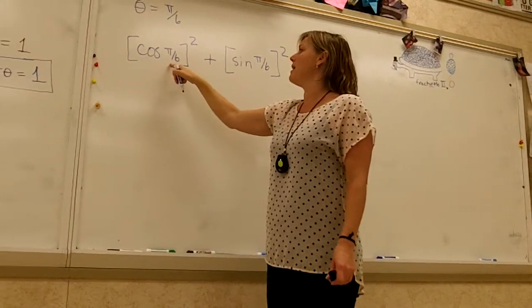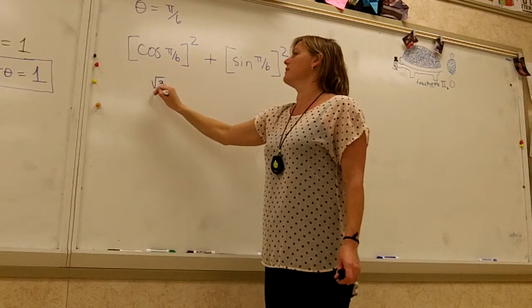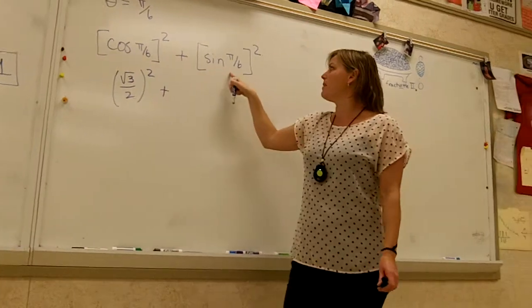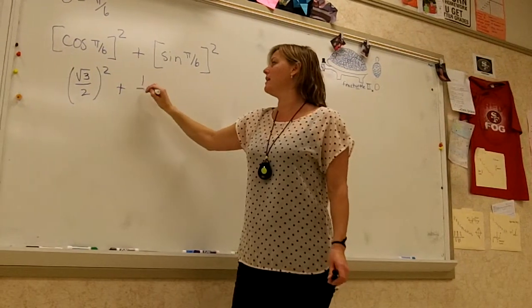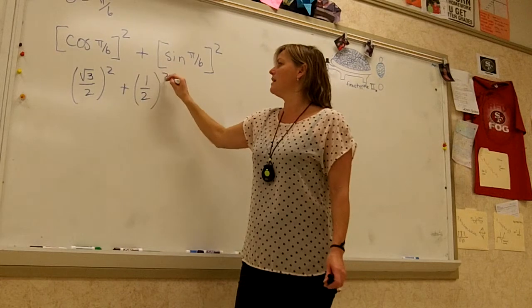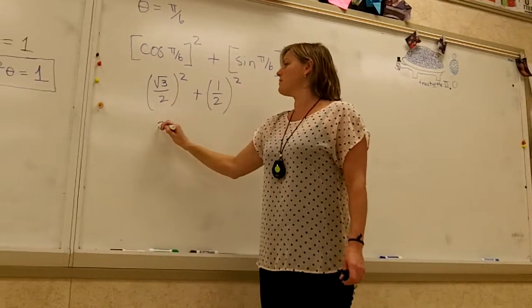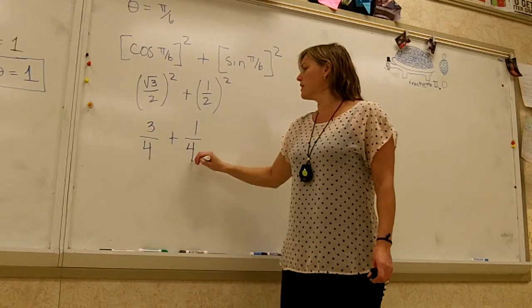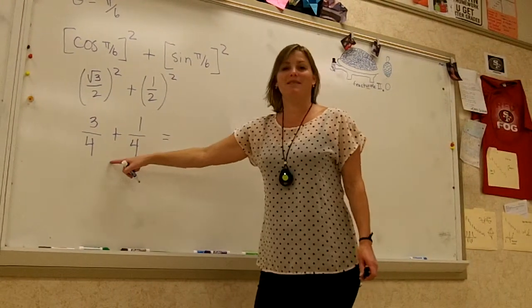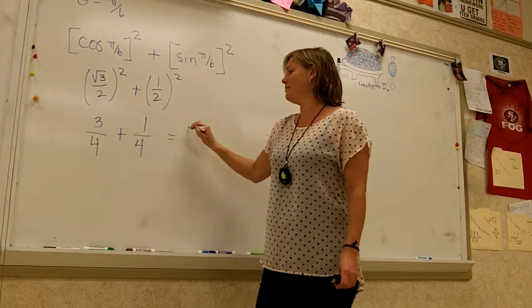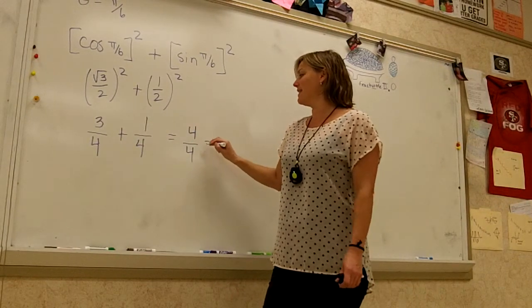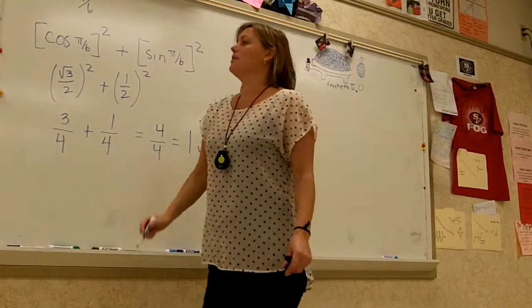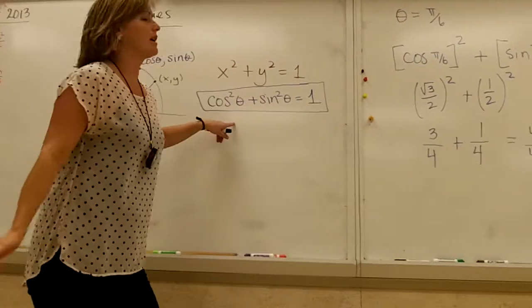So let's see, cosine of pi over 6 is root 3 over 2, so I'll have to square that, plus the sine of pi over 6, which is 1/2, and I'm going to square that whole thing. Root 3 squared is 3 over 4, plus 1 over 4. Oh my gosh, look at that, common denominators already. All I have to do is add the top, 4 over 4, which is really equal to 1. Ta-da!